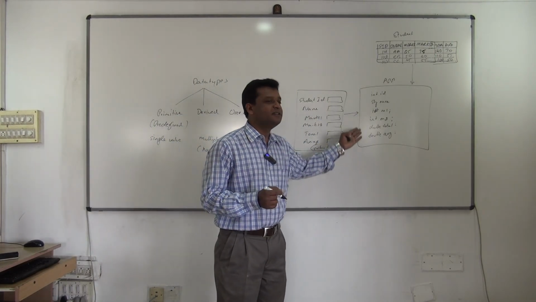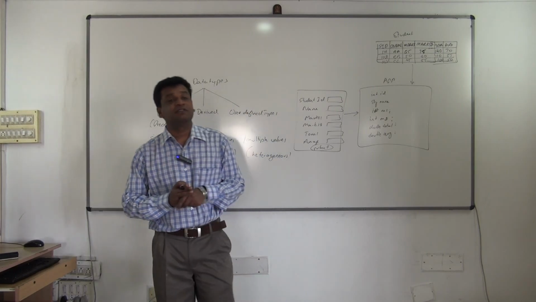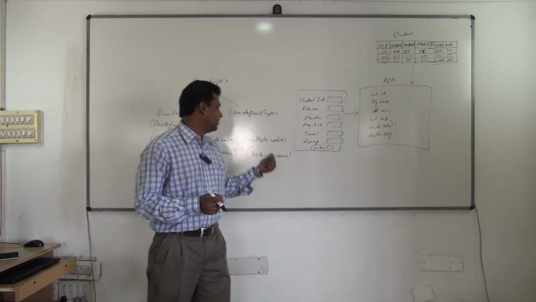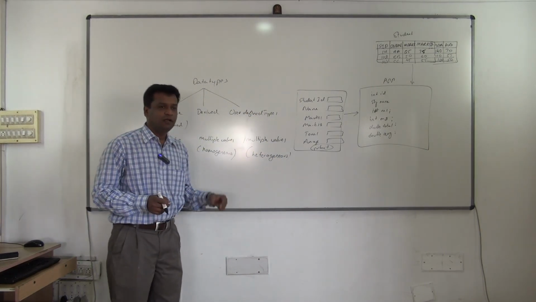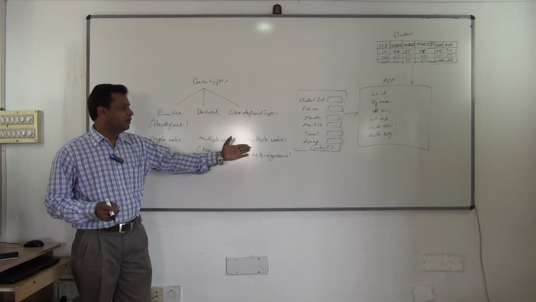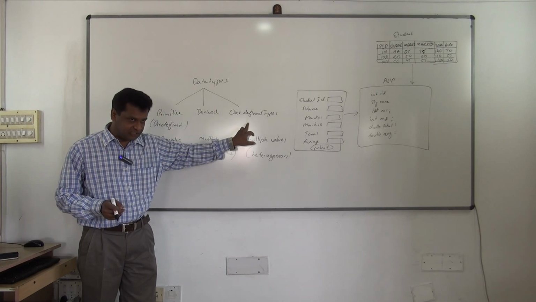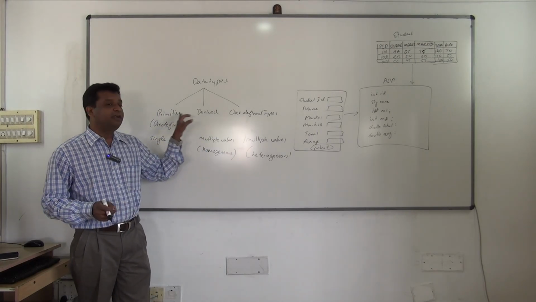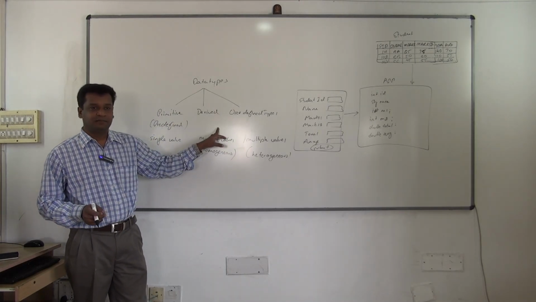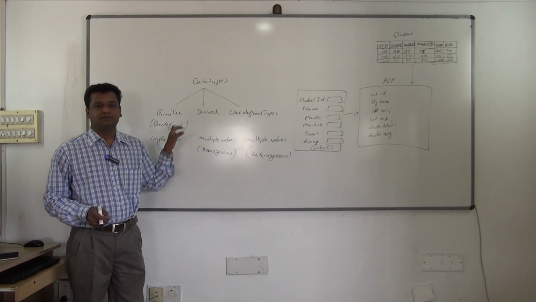So instead of storing it in single values like this, we start depending on user defined types. Now a primitive holds a single value, but this user defined data type is again nothing but what? A collection of primitive plus derived. It's a collection of these two.